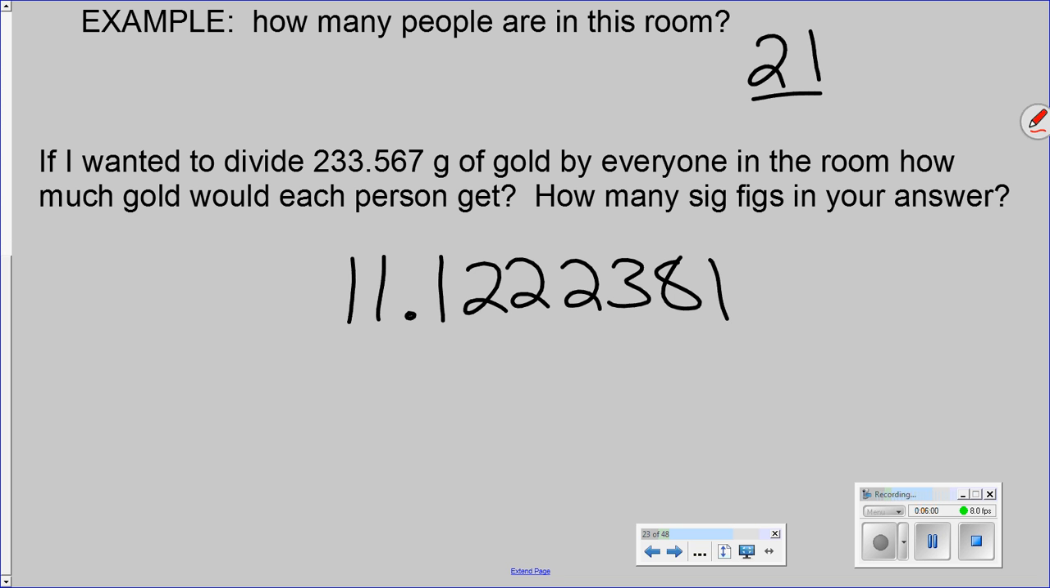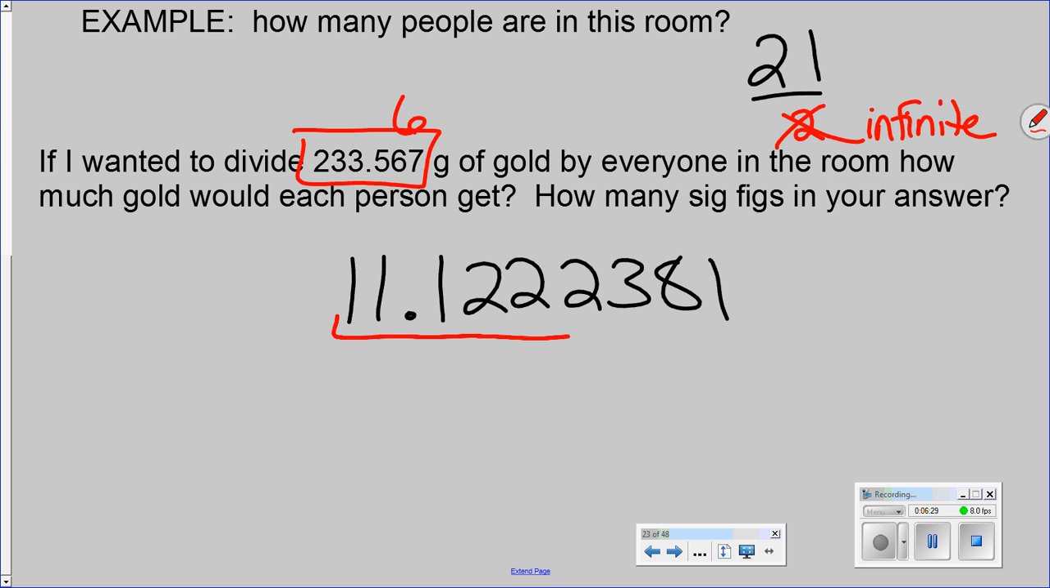So I plugged in two numbers. One of them was this number, which has 1, 2, 3, 4, 5, 6. As you saw in the Khan Academy video, when we multiply and divide, we are limited to the number we plugged in that has the least sig figs. So you have 6 there. Now the number 21 technically is 2, but in reality, it's infinite. So because of that, when we look at our value in our calculator, we're going to keep 1, 2, 3, 4, 5, 6 sig figs. So we would actually round to right there. And our properly reported answer would be that each person gets 11.1222 grams of gold.